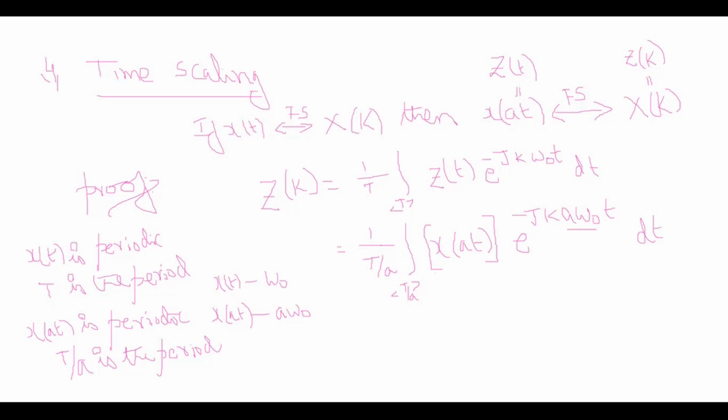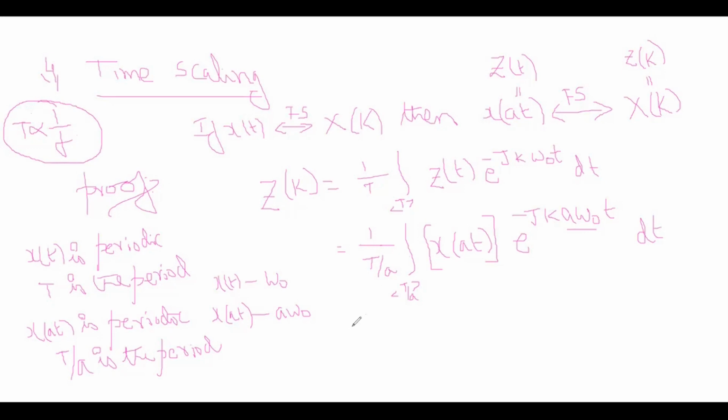For this, we are taking T by a, so definitely the frequency increases, because the time period T and the frequency f have an inverse relation. If this increases, this decreases. If this decreases, this increases. So T by a decreases, which means the frequency increases.